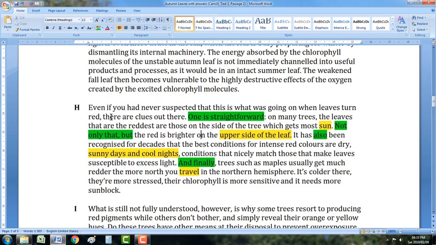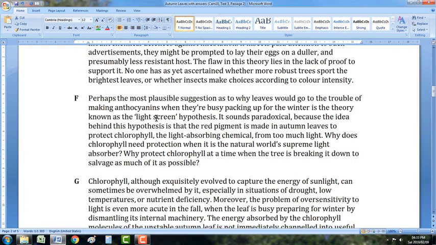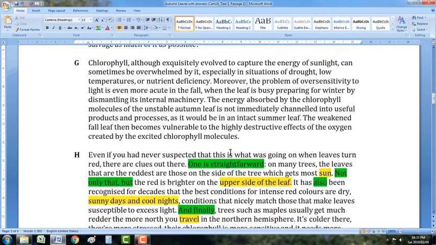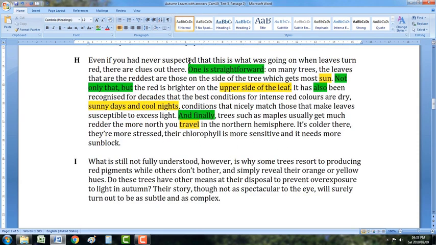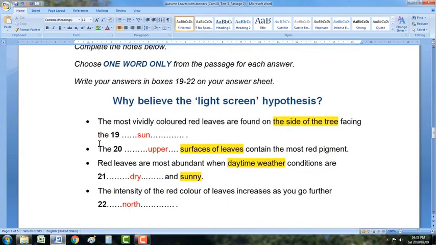It's a list of what? It's a list of clues. Clues about what? What was going on. This is what was going on. What is this? This is the light screen hypothesis. Very difficult, but all I want you to point out is that linking language gave you 4 points, 1, 2, 3, 4, and IELTS chose 1, 2, 3, 4 from those 4 points. So if you notice a list paragraph, notice the structure, and IELTS loves to ask questions about that.